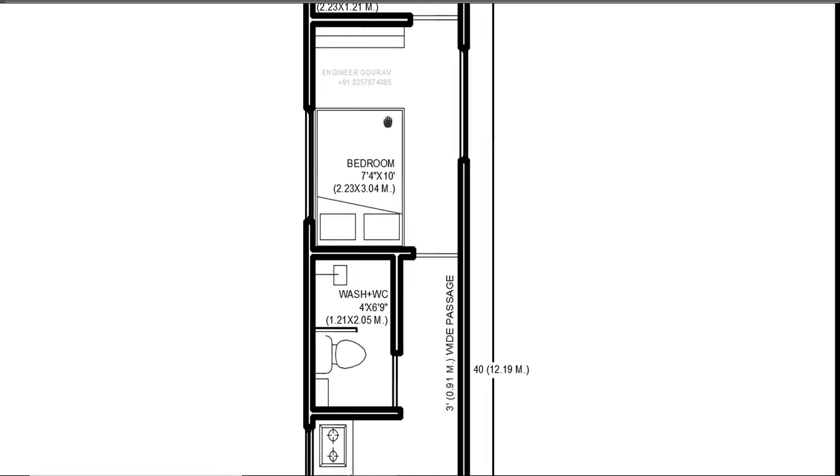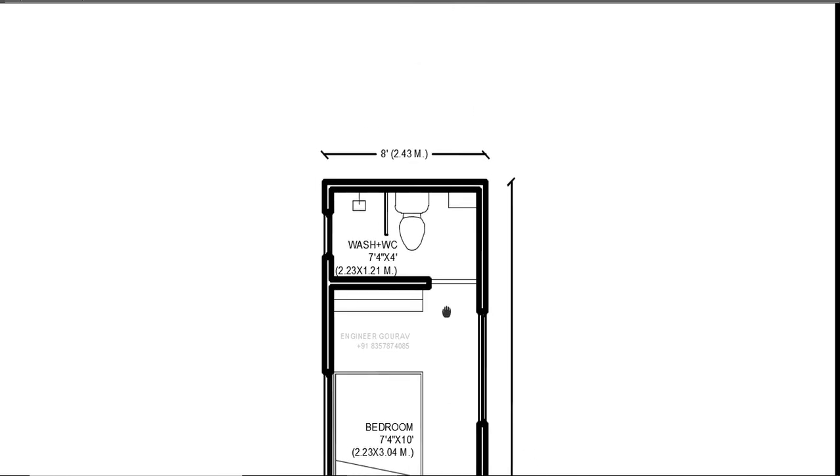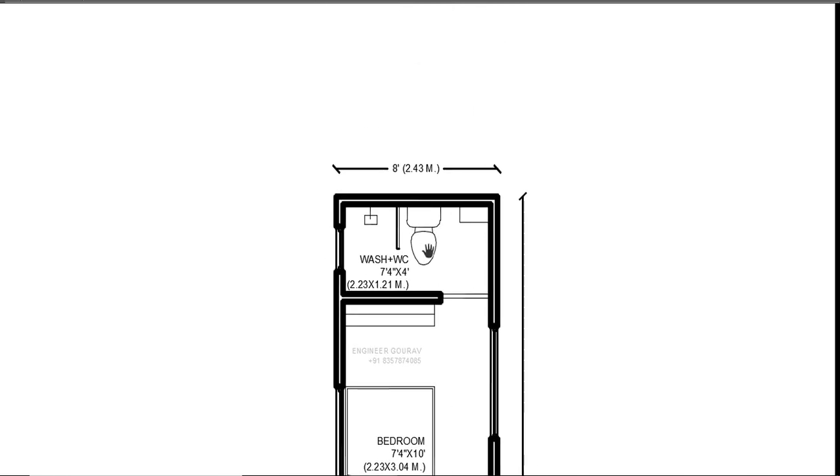You can see here the bed arrangement, wardrobe arrangement, and also 2 large size window for ventilation and light purpose of this room. And we have attached washroom plus water closet with this room. You can see here the wash basin, water closet and the shower area, and we have a ventilator for ventilation of this washroom. So this is the floor plan of the house you are watching on the screen.